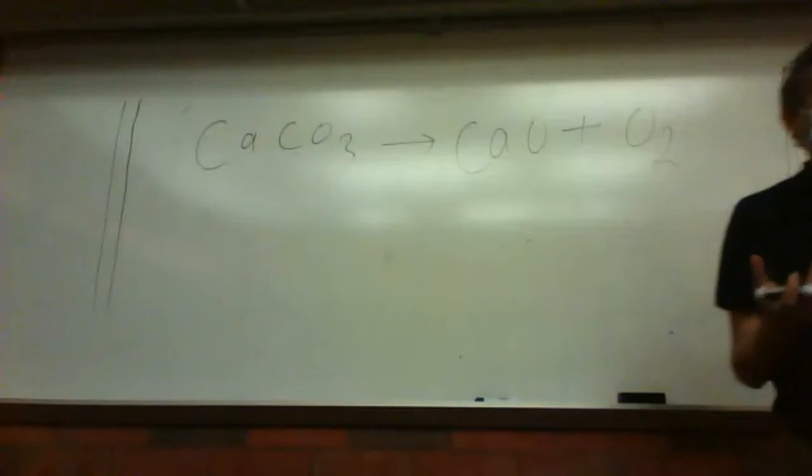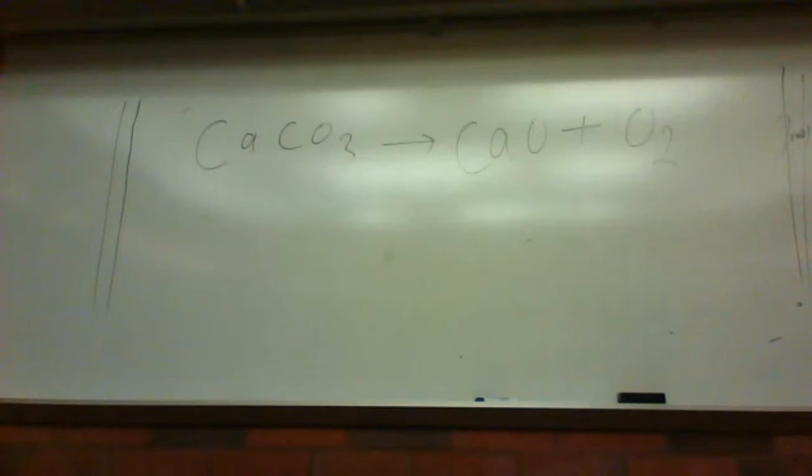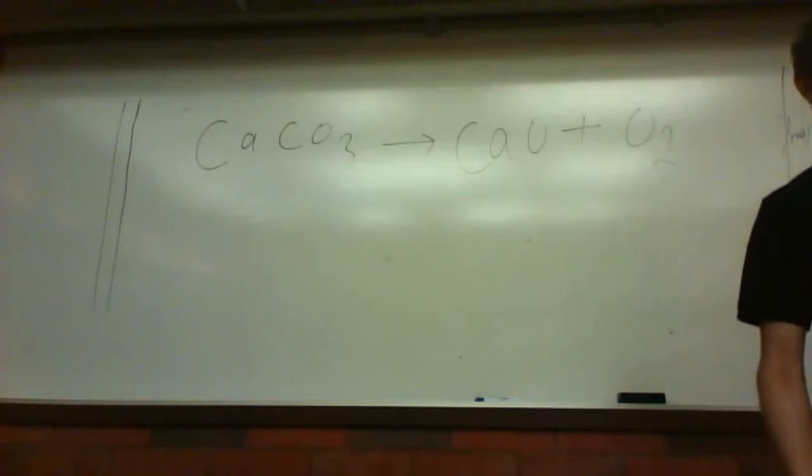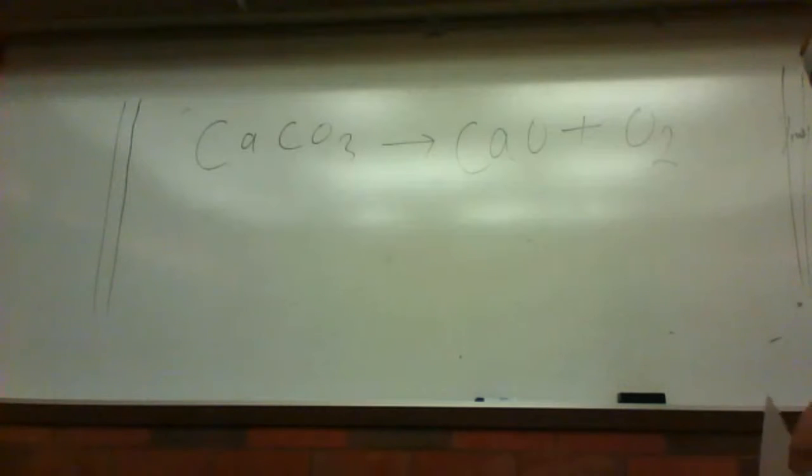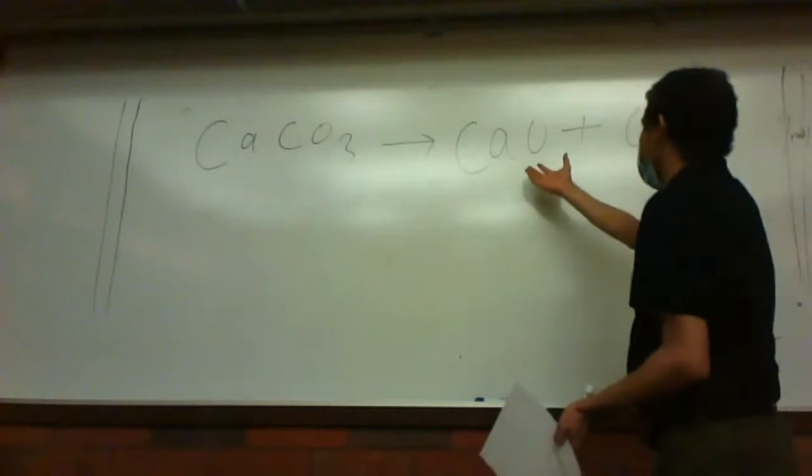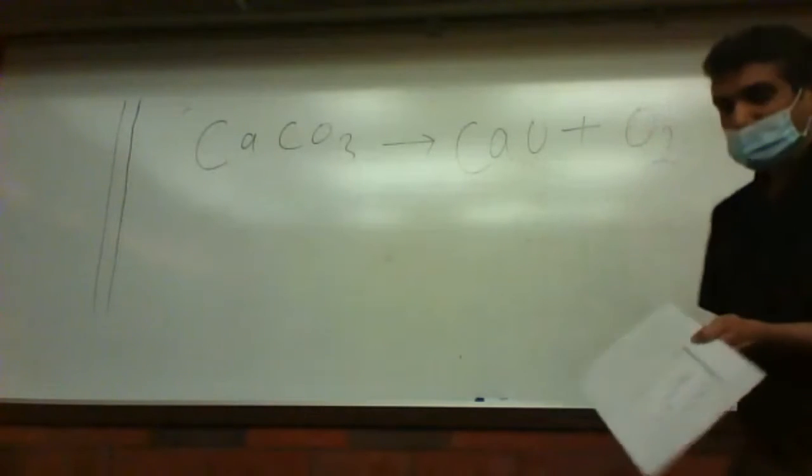So you take some calcium carbonate. What is calcium carbonate? Like the marble we put on the floor, right? The calcium carbonate is a marble that we put on the floor to make it shiny, right? And then if you heat that calcium carbonate, it breaks to give calcium oxide and carbon dioxide.